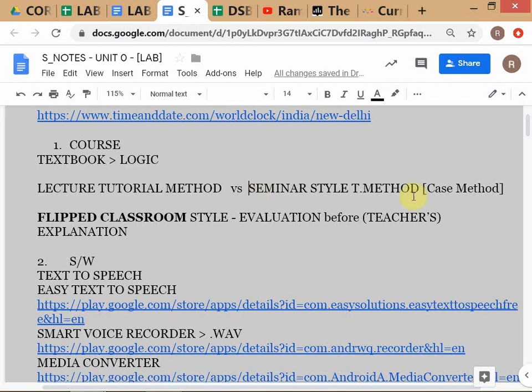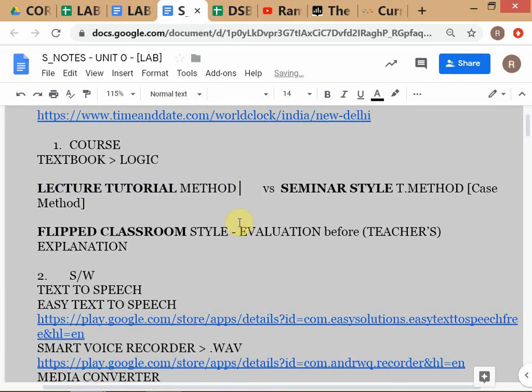All right, so what you are used to, I just want to introduce a few terms. Case method: you are used to the case method, everybody knows it by now. This is referred to as a seminar style teaching method. This is the main word here, seminar style. And there's also the lecture tutorial method. So seminar style is the case method. You already know how it works. The teacher doesn't really speak much. They just collate what the students are saying. And you're already familiar with it. That's called a seminar style teaching method.